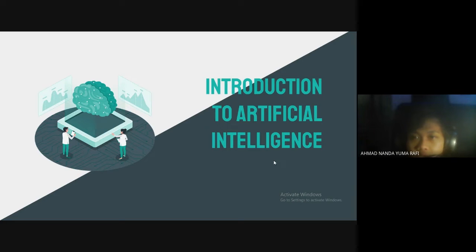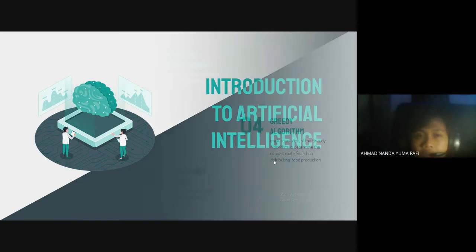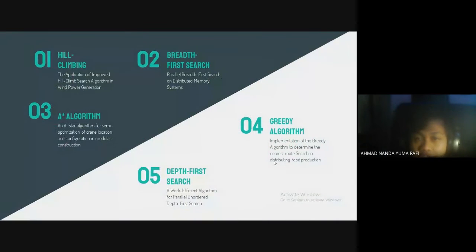Here we want to explain about the introduction to artificial intelligence. It is about the search algorithm in artificial intelligence. Okay, let's start. In this presentation, there are five algorithms that we want to explain.